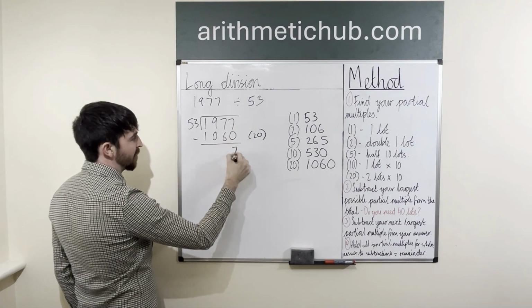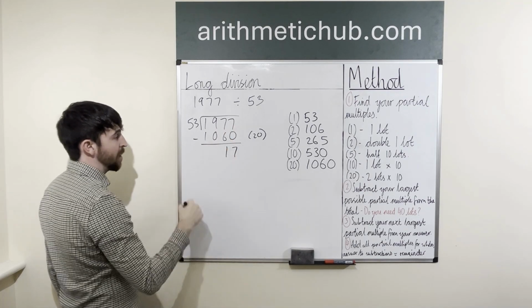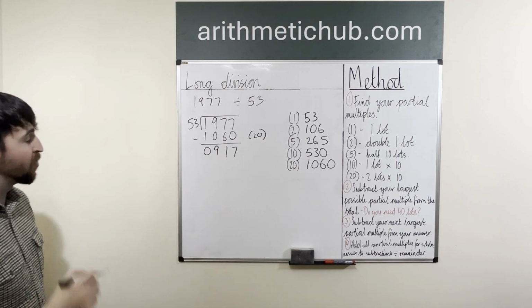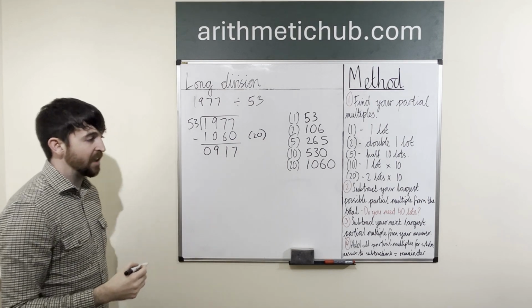7 take away 0 is going to be 7. 7 take away 6 is going to be 1. 9 take away 0 is 9. 1 take away 1 is 0. So now I've got 917 as my answer.